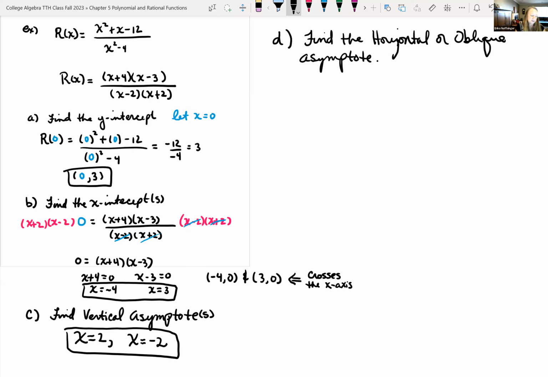This all has to do with the degree of the numerator and denominator and comparing them. If I look at the degree of my numerator, my highest power is 2, so that degree is 2. The degree of my denominator, the highest exponent, is also 2. So my degrees are equal.